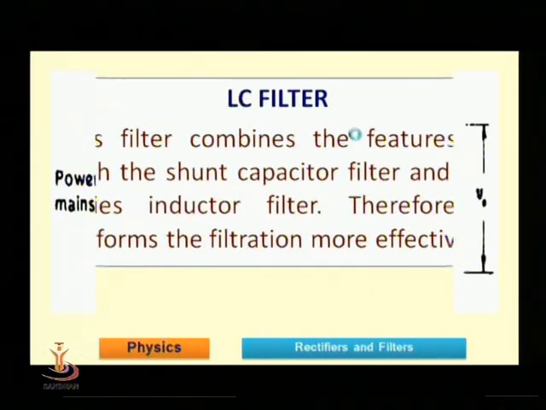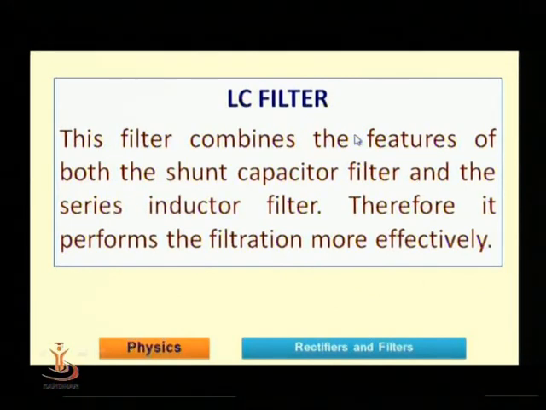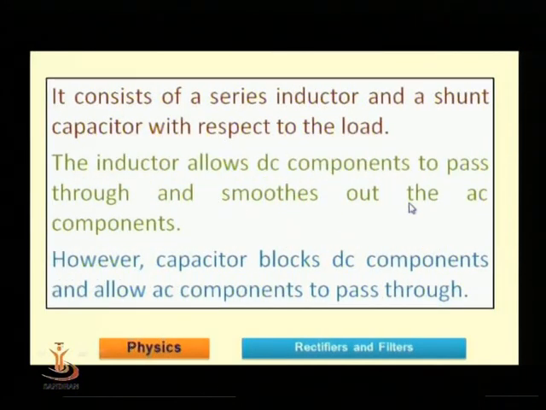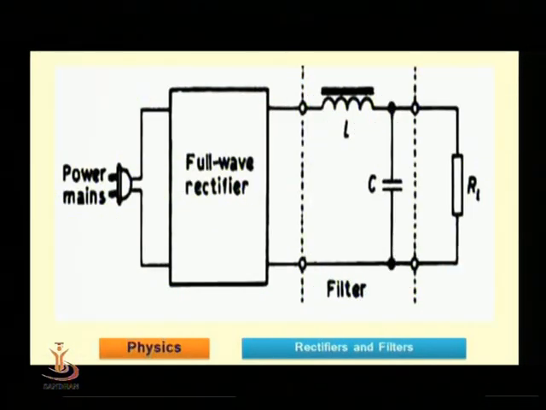For the AC component, reactance will be higher, and for the DC component, reactance will be almost 0. Then comes the better filter, the LC filter, where a pair of inductor and capacitor is used. It consists of a series inductor and a shunt capacitor with respect to the load. The inductor allows the DC component to pass, and the capacitor blocks the DC component and allows the AC component to pass through it. So that is an LC filter. Initially the inductor is not allowing any AC component, but still a very small amount of AC remains and passes through the inductor. Then the capacitor will block whatever AC was there from the output of the inductor, so it will not go towards the load resistor.